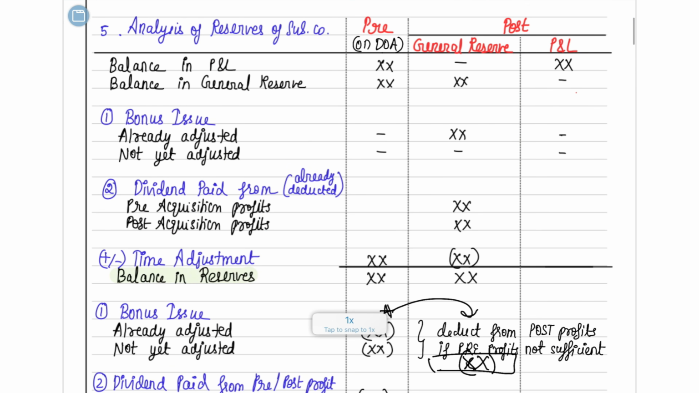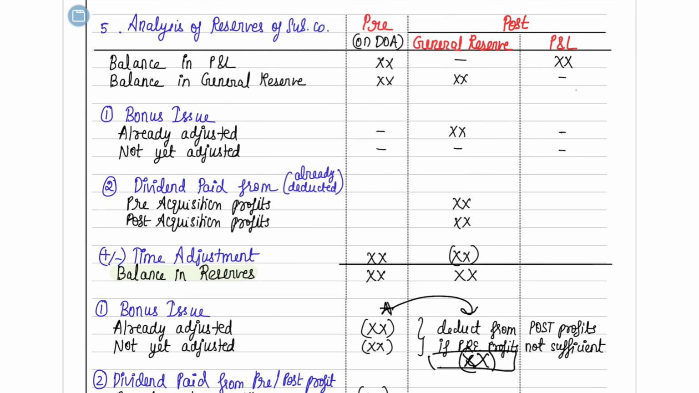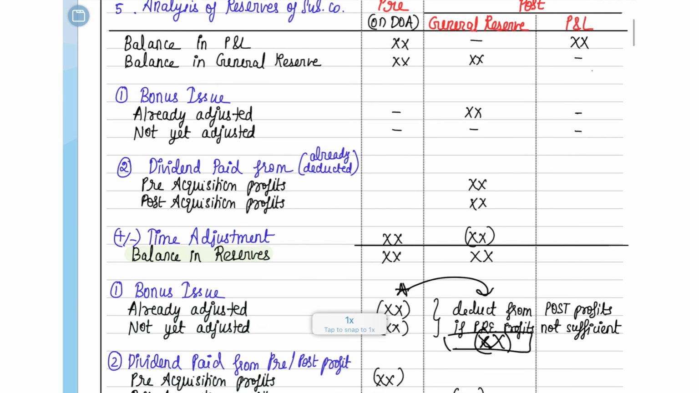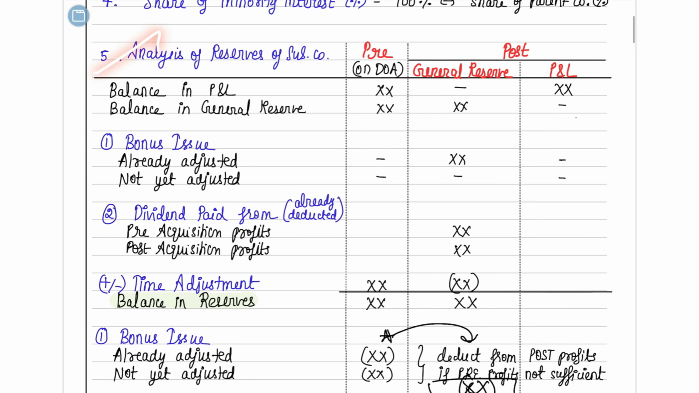Yes, so I have opened it. Remember, this is the format that we read in our concepts video. First you have to write what is the balance in P&L, what is the balance in general reserve. Then if there is a bonus issue, adjust that, dividend paid, adjust that, and then do your time adjustment. In our question, both bonus issue and dividend adjustment were not there. So we directly move on to do the time adjustments.